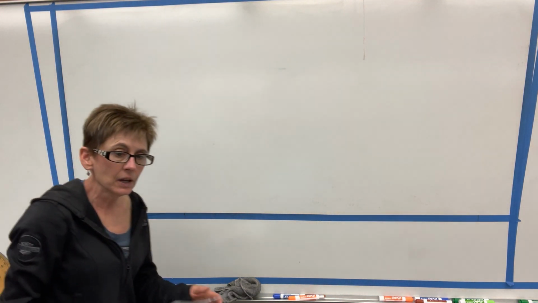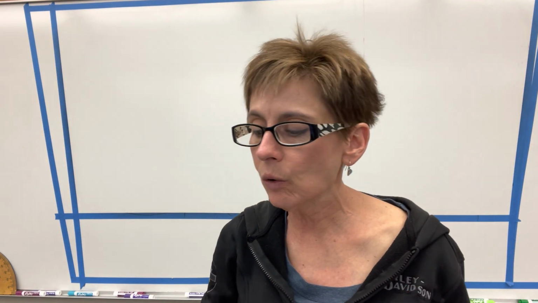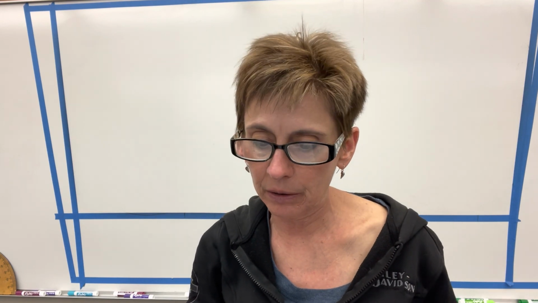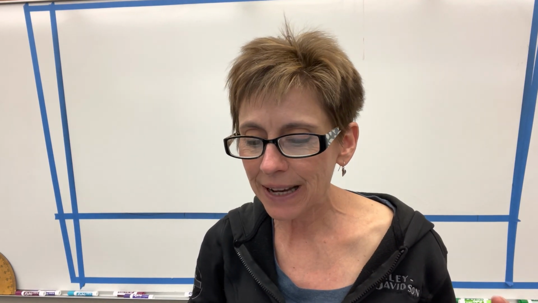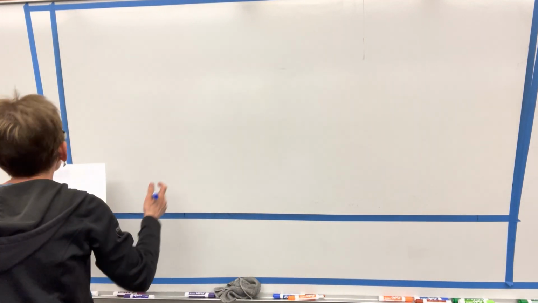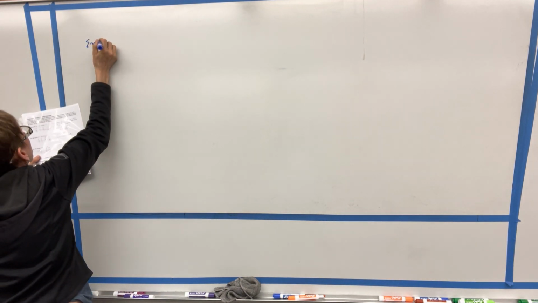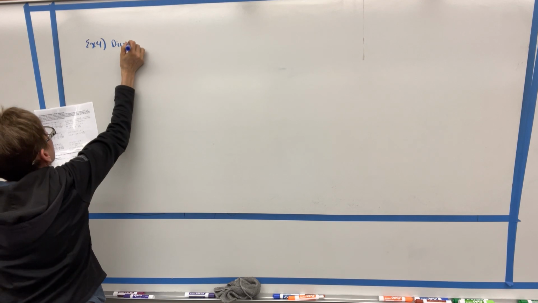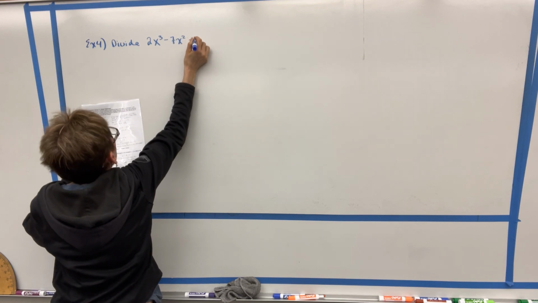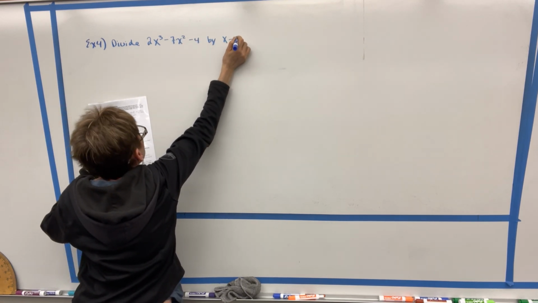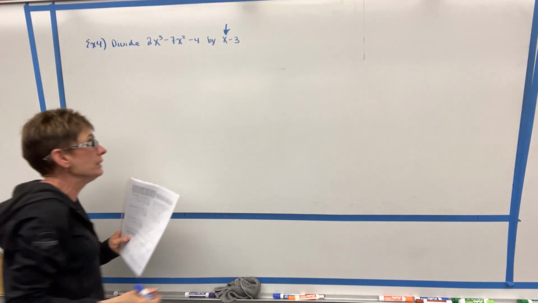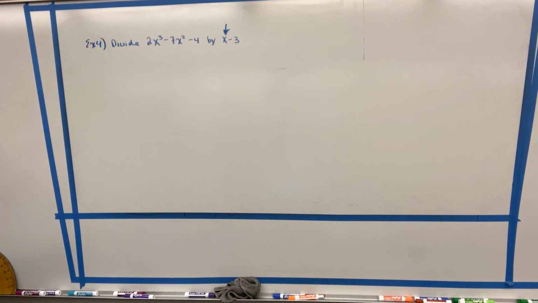With synthetic division, the one thing that we do have to keep in mind is that it only works when our divisor is in the form x minus or plus another number. So in other words, the divisor has to be a linear expression with a leading coefficient of 1. Let me show you what I mean by that. For example, number 4, if I want to divide 2x cubed minus 7x squared minus 4 by x minus 3, I'll show you what we do. This is what I was talking about here. This method only works if my coefficient of x is 1.